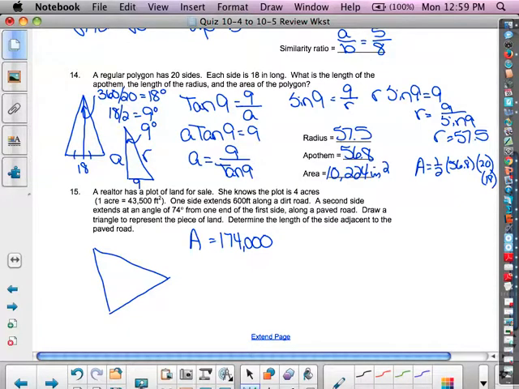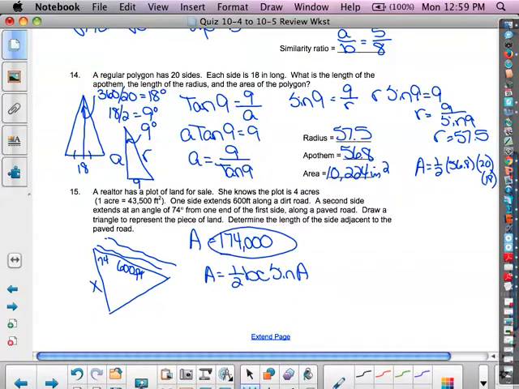And what else does it say? Along one side, it extends along a road. So here's my road. And this side is 600 feet. A second side extends at a 74 degree angle, so that's x. So the formula or the equation is area is equal to 1/2 b times c times sine of a. You have the area, so you substitute that in.